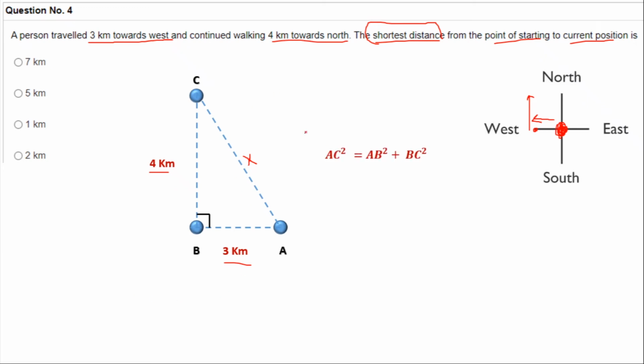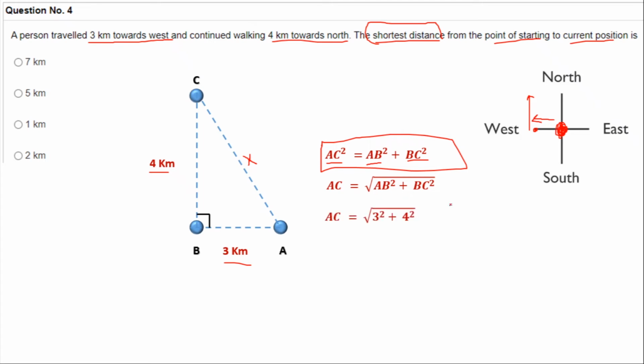So this is the formula of the Pythagoras theorem, and now how do we find the value of AC? We will take the square root on both sides, so we will get AC equals root of AB square plus BC square. So we know the value of AB, it is 3, and the value of BC is 4, so we will square them. 3 square is 9, 4 square is 16, 16 plus 9 is 25, root 25 is 5. So the correct answer will be 5 kilometers, the shortest distance between A and C. Let's move on to the next question.